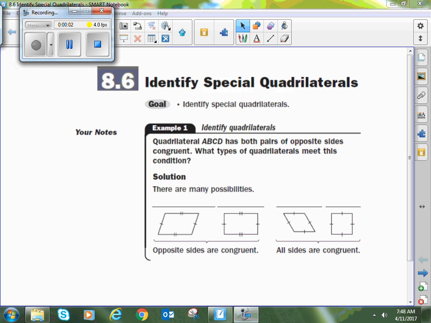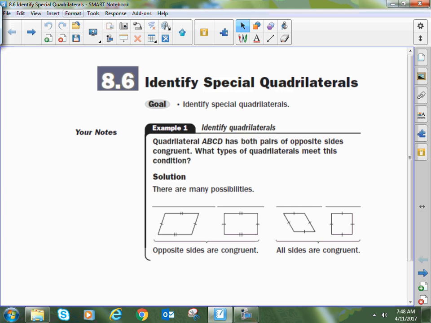Hey everybody, Mr. Piercy here, and in this video what we're going to be taking a look at is, now that we've had an opportunity to talk about all of the types of quadrilaterals and their characteristics, can we identify what type of quadrilateral it is based off of what characteristics it has.